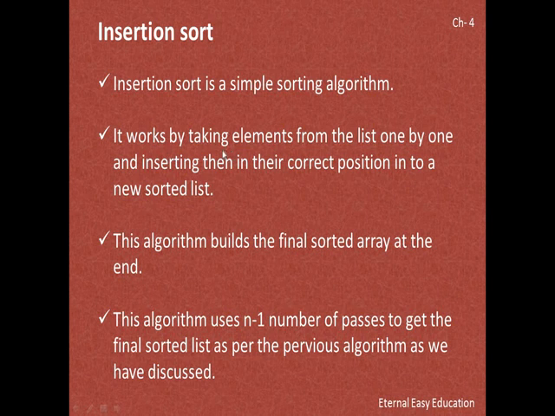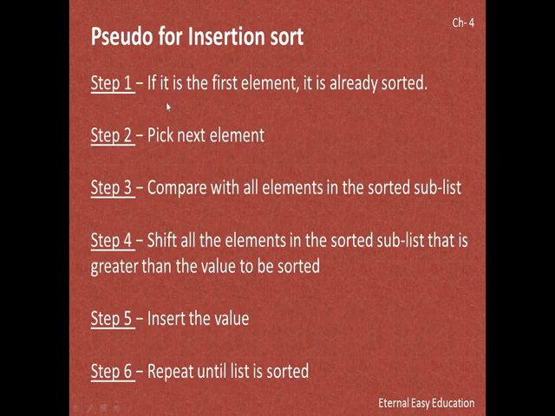It works by taking elements from the list one by one and inserting them in their correct position into a new sorted list. This algorithm builds the final sorted array at the end. This algorithm uses n-1 number of passes to get the final sorted list, as per the previous algorithm we have discussed. We'll see the steps.